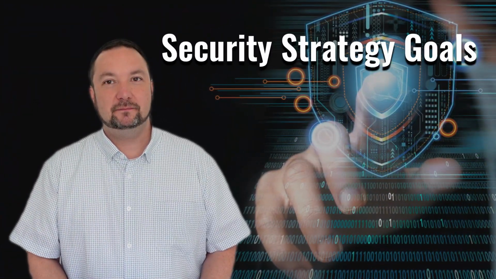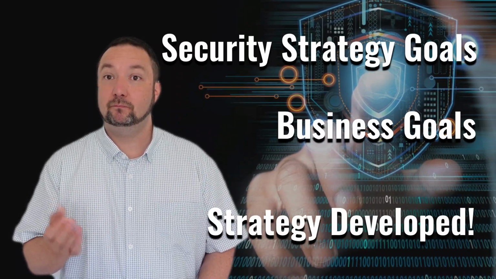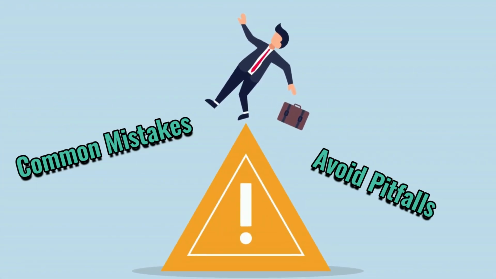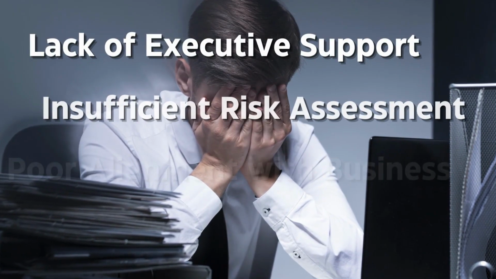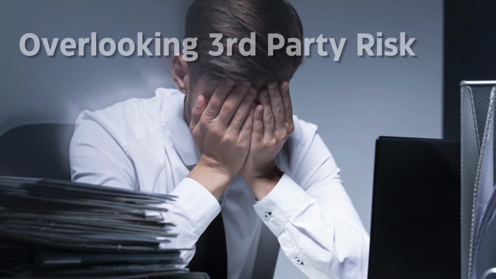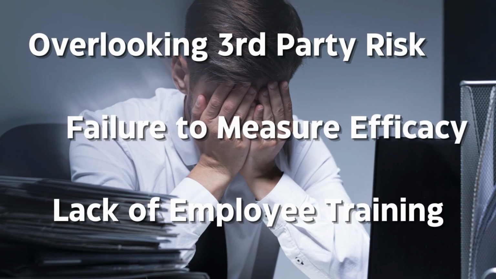Okay, so you've got your goals for the information security strategy, and you've got your goals for the business, and you've developed a strategy to execute, right? Now what? Let's cover some common mistakes that organizations and information security managers make when developing and executing a strategy. We've covered some of these already, but if I may highlight a few of these, lack of executive support is a major and very common pitfall that organizations and information security managers encounter.